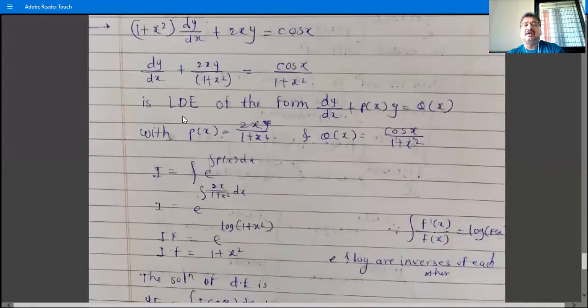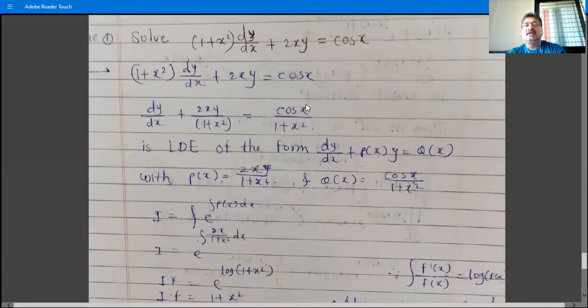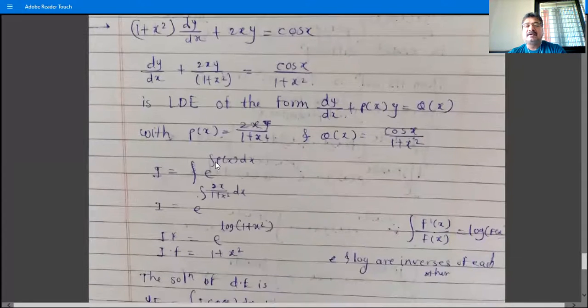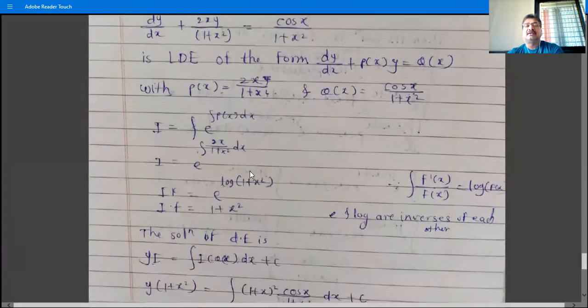And this is a linear differential equation of the form dy by dx plus P(x)y is equal to Q(x). What is P(x)? 2x divided by 1 plus x square is P(x). Q(x) is what? Cos x divided by 1 plus x square. So this is the linear differential equation of this form, and we will first find the integrating factor. So the integrating factor I is equal to e raised to integration P(x) dx. This is the formula to obtain the integrating factor.